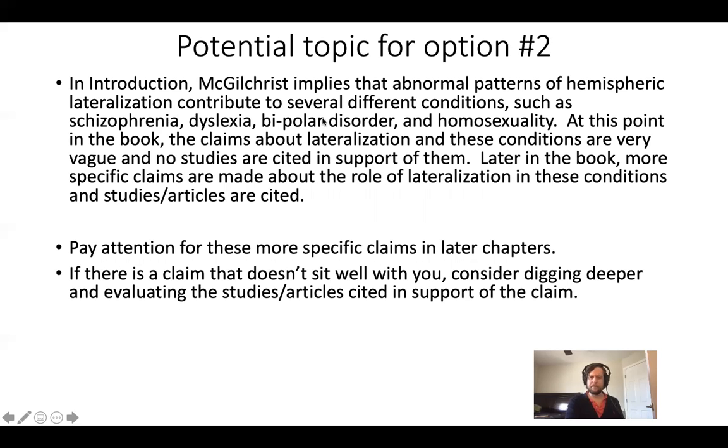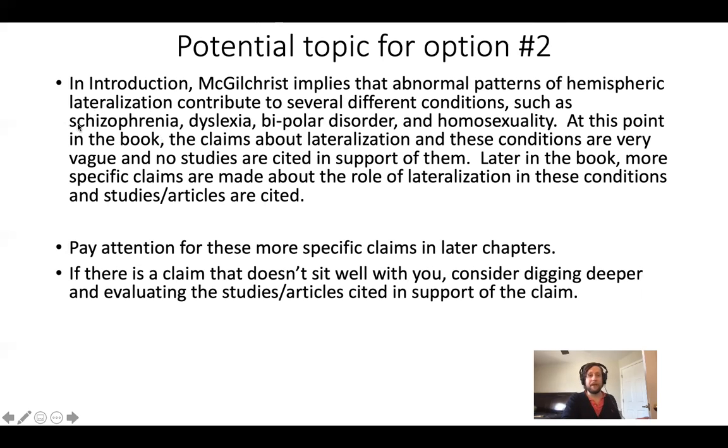Later in the book, for some of these claims, he'll say them again, and then he'll attempt to provide evidence in support of them. If you recall, for paper option 2, you're supposed to find a claim that McGilchrist makes that's related to cognitive neuroscience, read articles that he provides in support of that claim, and then determine whether you agree with the claim using those articles that he cited. And this stuff up here is unambiguously controversial.